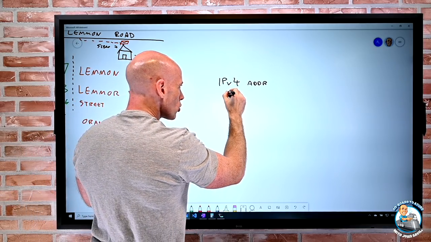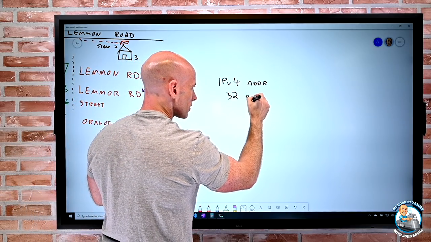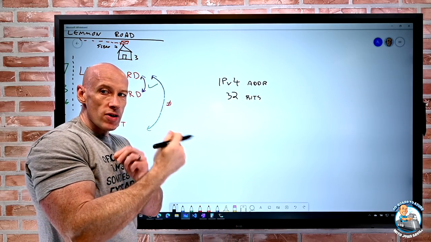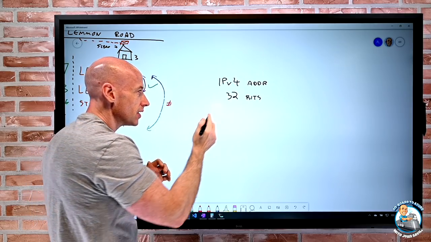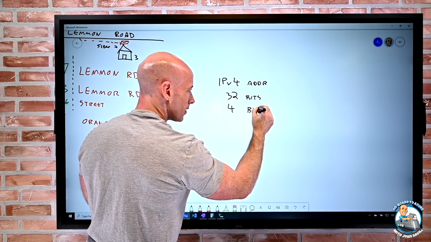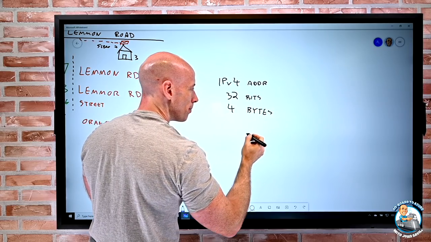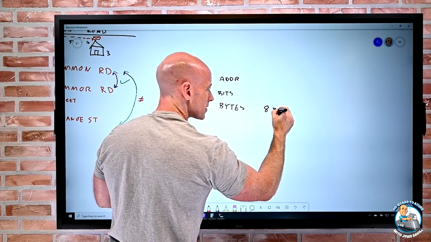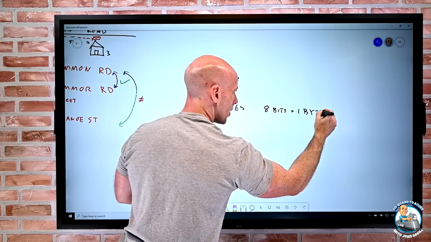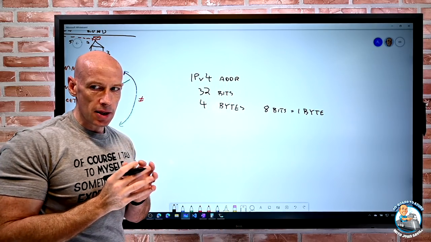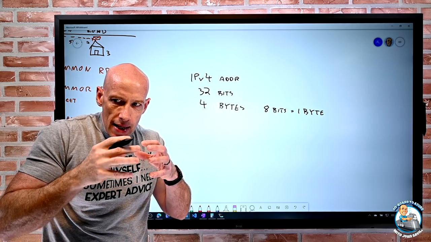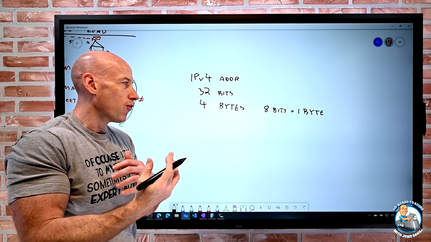Now, this address is 32 bits. Remember, a bit is a 1 or a 0. That's the two states it can have. And we break those into 4 bytes. Remember, 8 bits equals 1 byte. That's how we think about that. And what we do is we write that in this dotted quad format.